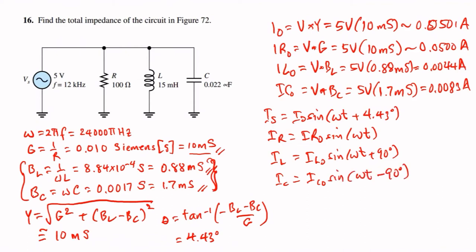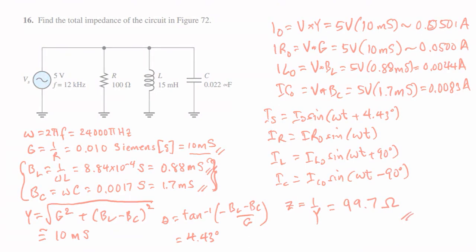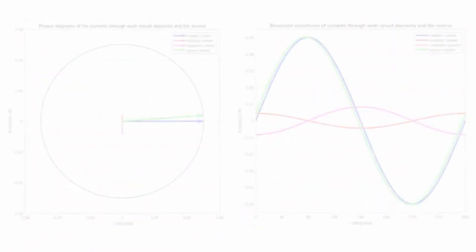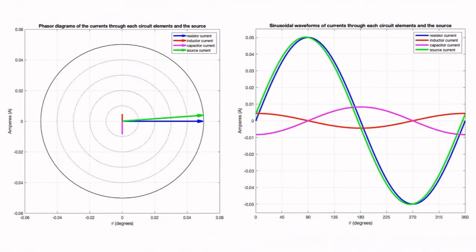Okay, one last thing. We're asked for the total impedance, and the total impedance is just the reciprocal of the admittance. And if we solve for that, this is about 99.7 ohms. Okay. The next step is to graph these values.